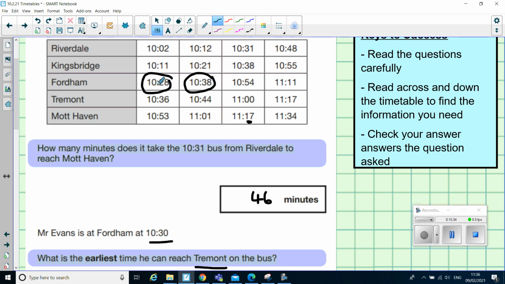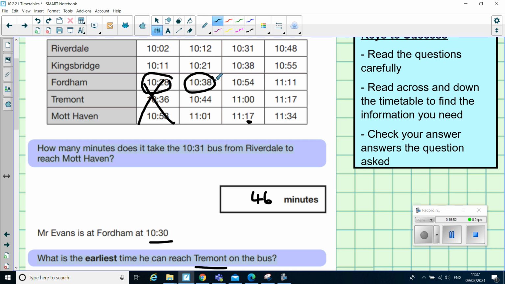That's not correct. He didn't arrive until 10:30, so he couldn't possibly have got on the 10:28 bus. He wasn't there at 10:28. He didn't get there until 2 minutes after that bus had left. So he missed that bus. He didn't get on that bus. He must have got on the 10:38 bus.